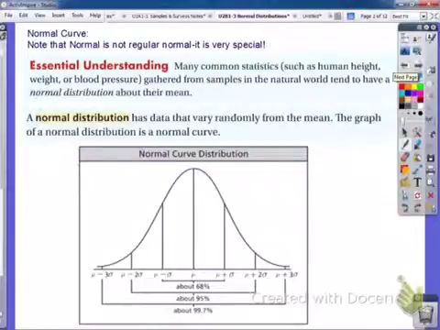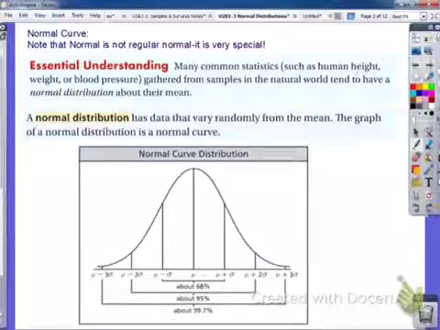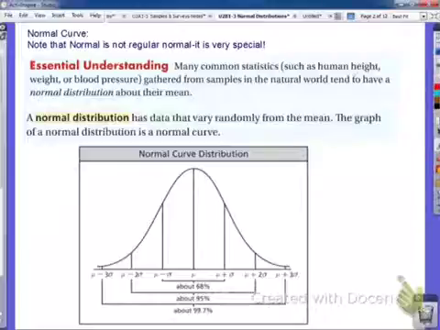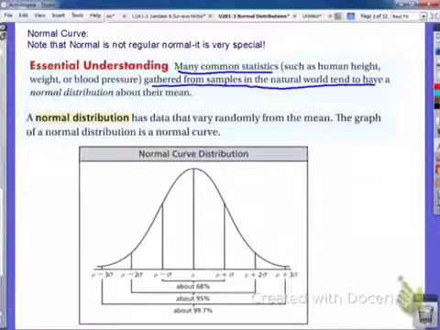Okay, normal curve. Many common statistics such as human weight, human height, or blood pressure gathered from samples in the natural world. Okay? So many common statistics gathered from samples in the natural world. I mean, this is just natural. It just happens naturally. Tend to have what's known as a normal distribution about their mean.